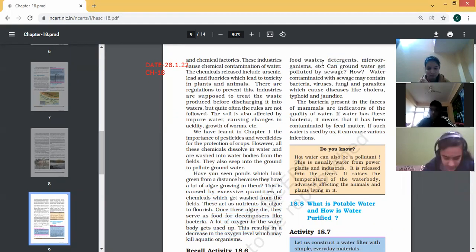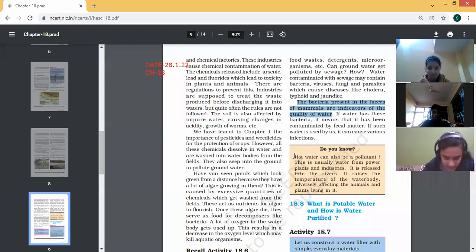Please mark it, beta, what things are thrown into the rivers. And in this paragraph you can underline: the bacteria present in the feces of the animals are the indicators of the quality of water. So see how water gets polluted by many reasons.